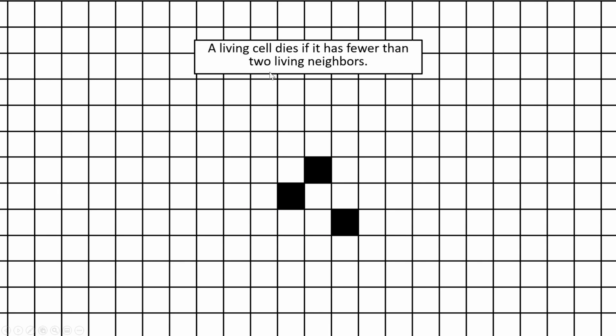So the first rule that I'm going to apply here says a living cell will die if it has fewer than 2 living neighbors. So all 3 of the cells that I've indicated here, this one has no living neighbors. These 2 are neighbors of each other, so they each have 1 living neighbor. But all 3 of them satisfy this rule, that is that they have fewer than 2 living neighbors, so they will die. So on the next step, they're gone.